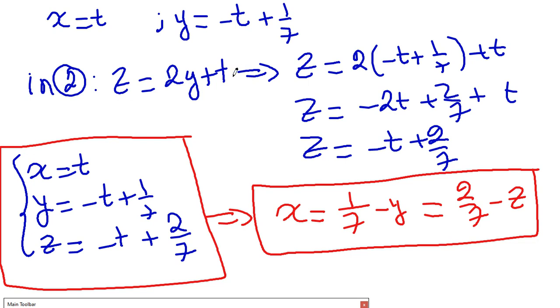Z is 2y plus t. So instead of y, I wrote minus t plus 1 over 7. And then I got z in terms of t. So this is the intersection. This is the equation of the intersection line between the two planes.